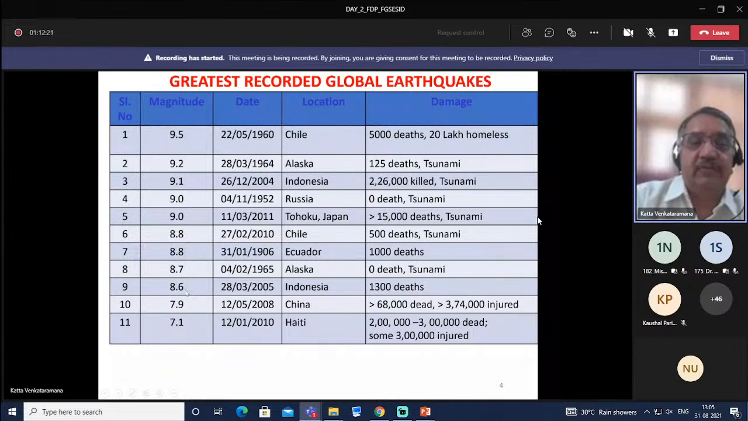So magnitude more than 7 causes a lot of damage here. For example, the 2010 Haiti earthquake, more than 2 lakh people died, magnitude about 7.1.